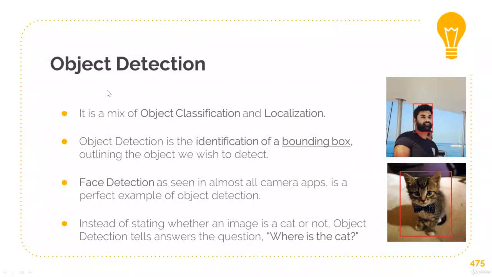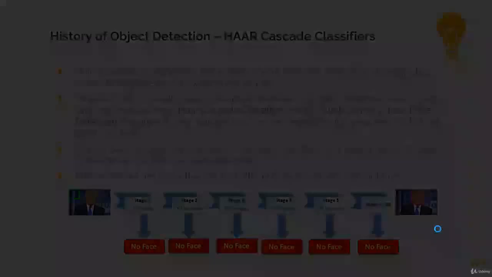So object detection is a mix of object classification and localization. Object detection is the identification of a bounding box outlining the object. Like in my face here, basically it's extracting a bounding box around my face. And face detection is perhaps one of the most popular object detection algorithms that we all know and are quite familiar with from using cameras and our cell phones. So instead of telling you this object here is a cat, it actually tells you where the cat is, and that is the whole point of object detection.